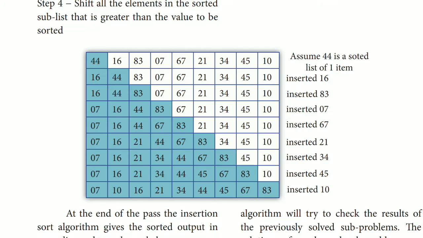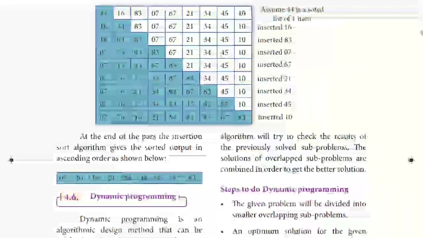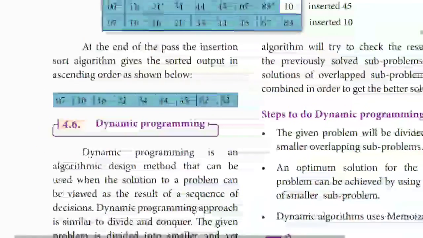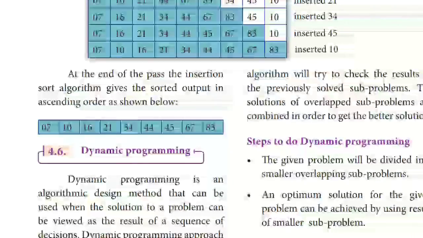Next is 07. So 07 is less than 16, so it keeps 07 before 16. Likewise it will keep on inserting until it reaches the sorted array, the sorted list.